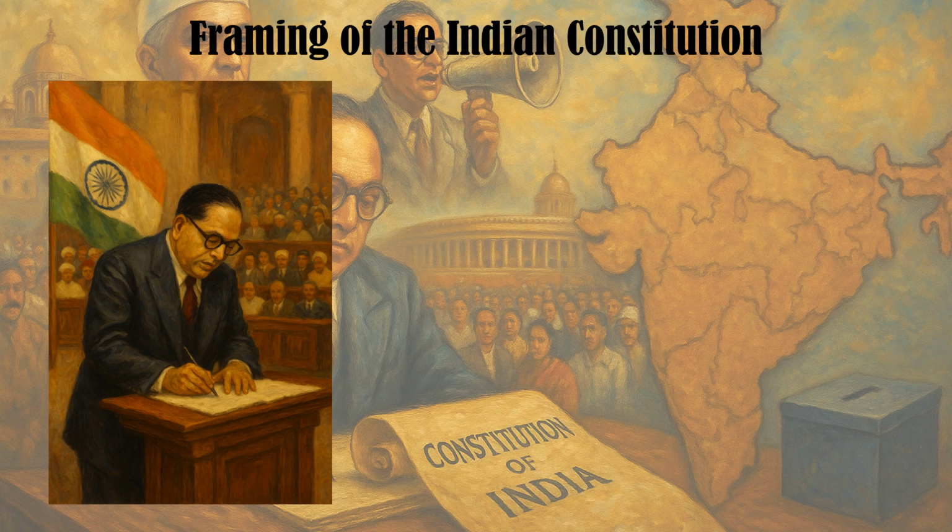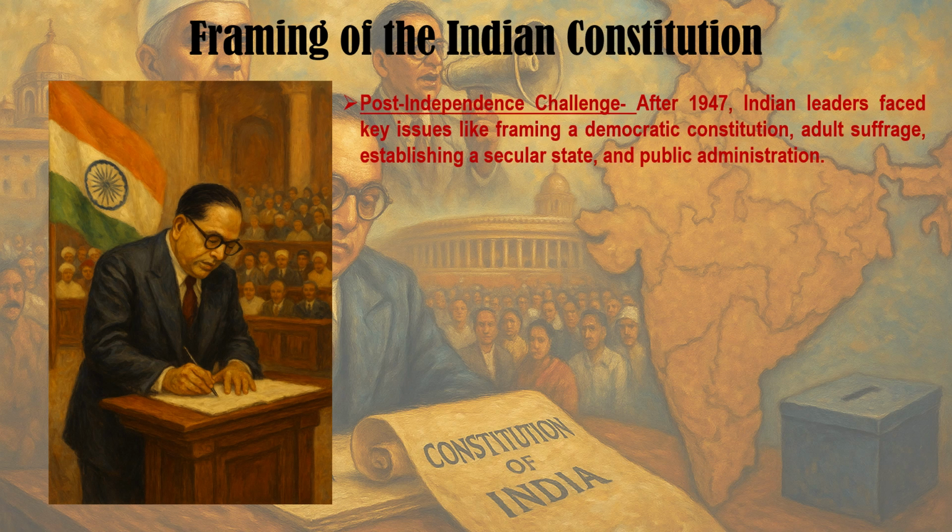So, framing of the Indian Constitution. How did the Indian Constitution come into being? Post-independence challenge. After 1947, Indian leaders faced key issues like framing a democratic constitution, adult suffrage, establishing a secular state, and public administration. Now we are going to go through all of these terms one by one. Democratic constitution means where people will have the ultimate power. Adult suffrage means what your voting condition will be, how old you need to be in order to cast your opinion in the election.